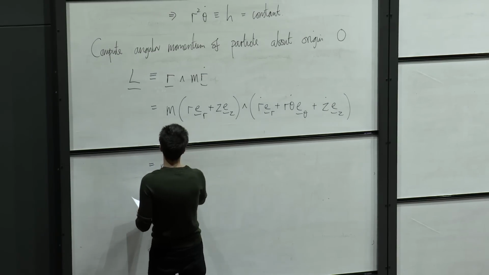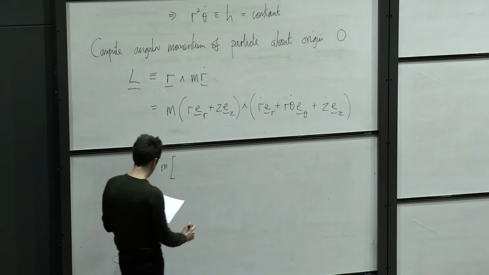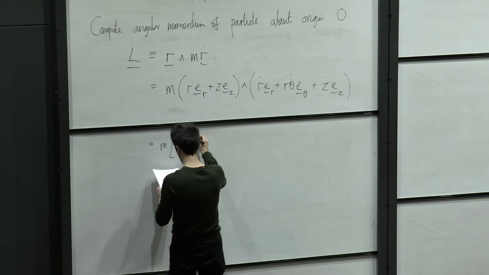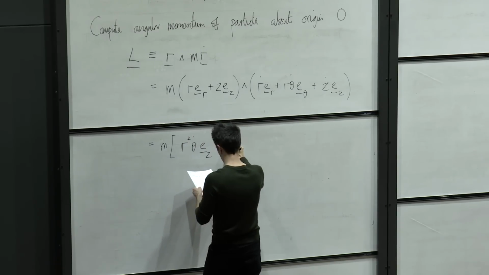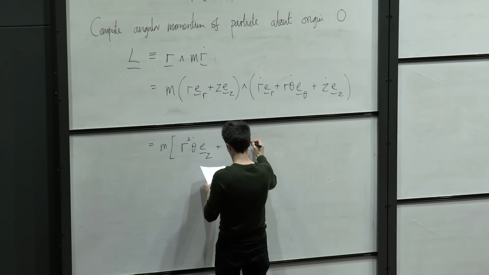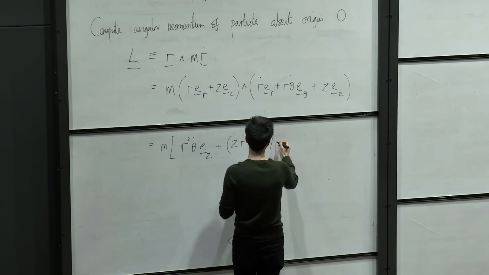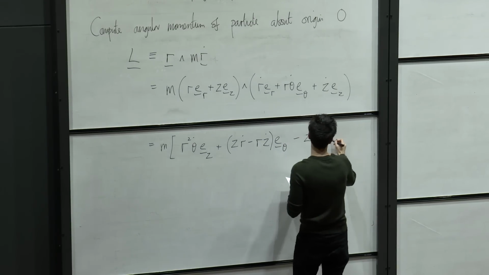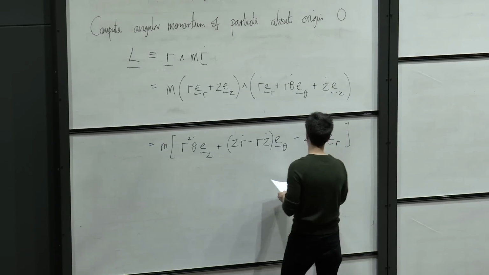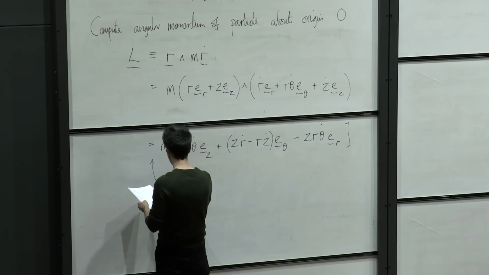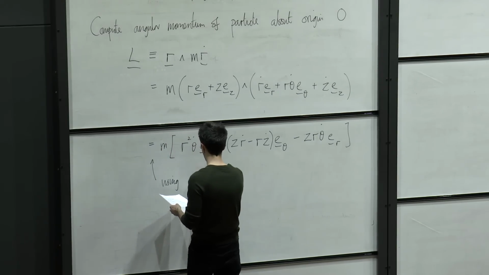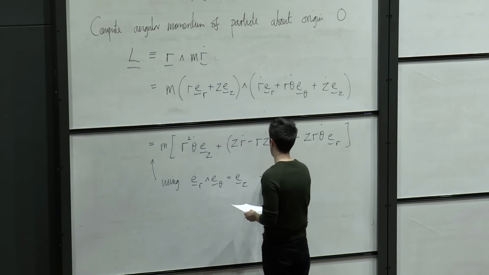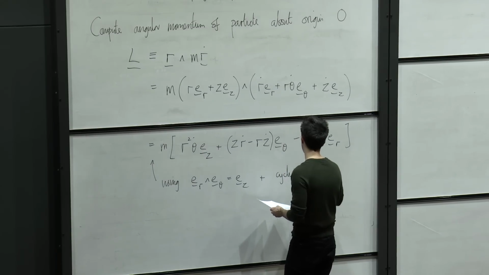Okay, and if you now multiply out those cross products and simplify, you get the following. So there's an overall factor of the mass, and then r squared theta dot e_z plus z r dot minus r z dot e theta minus z r theta dot e_r. And in deriving that line, I've used e_r crossed with e theta is e_z, and I write plus the cyclic permutations of that equation.